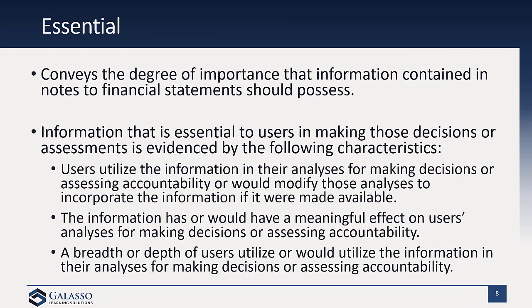So let's take a look here at one of the most important pieces, which is where the change is. Under the prior proposal, essential was proposed to be distinguished by evidence that 1, the information is being utilized in users' analysis for making decisions or assessing accountability, or 2, users would modify their analysis for making decisions or assessing accountability to incorporate the information if it became available.